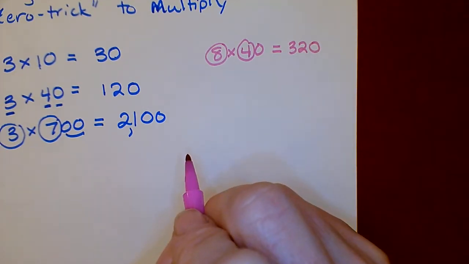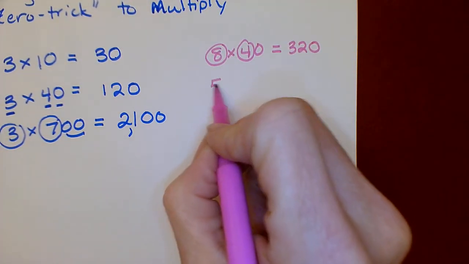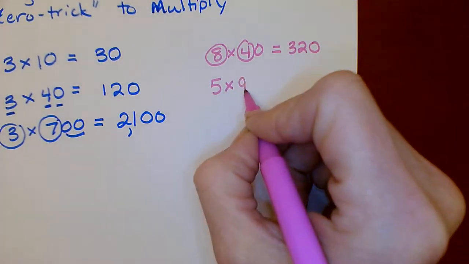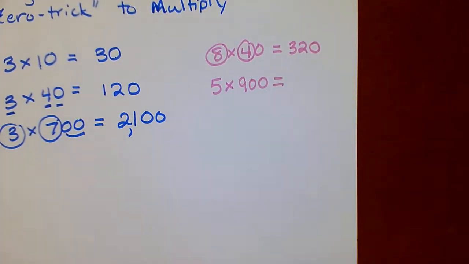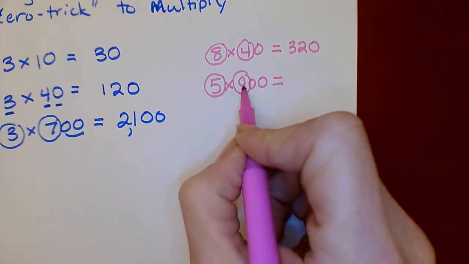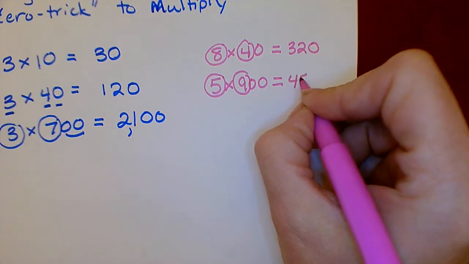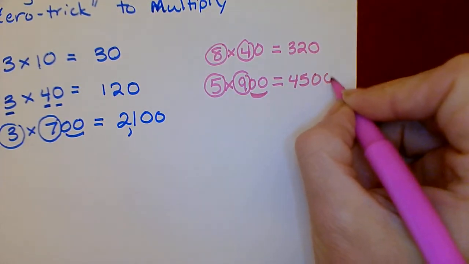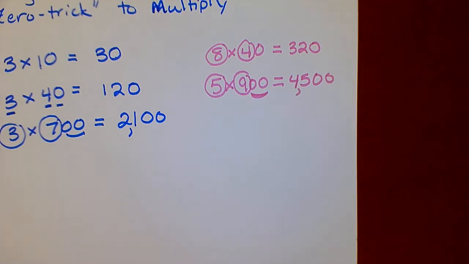Let's say that I am doing 5 times 900. So I'm going to multiply my 5 and my 9. 5 times 9 is 45. Now I have to add on those 2 zeros. And you can put that comma in.